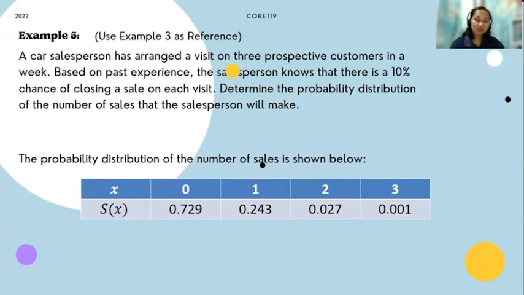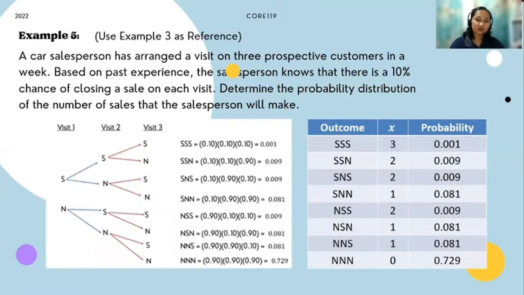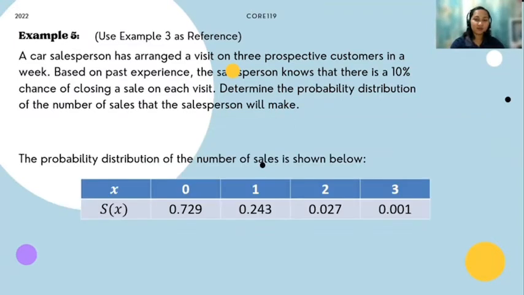And for the probability of 3 successful car sales, let's check on this, there is only 1 outcome with 3 successful sales. And the probability assigned to that is 0.001. So with that, we have our probability distribution here. And please do take note that if we add these probabilities, it should be equal to 1, or 100%.